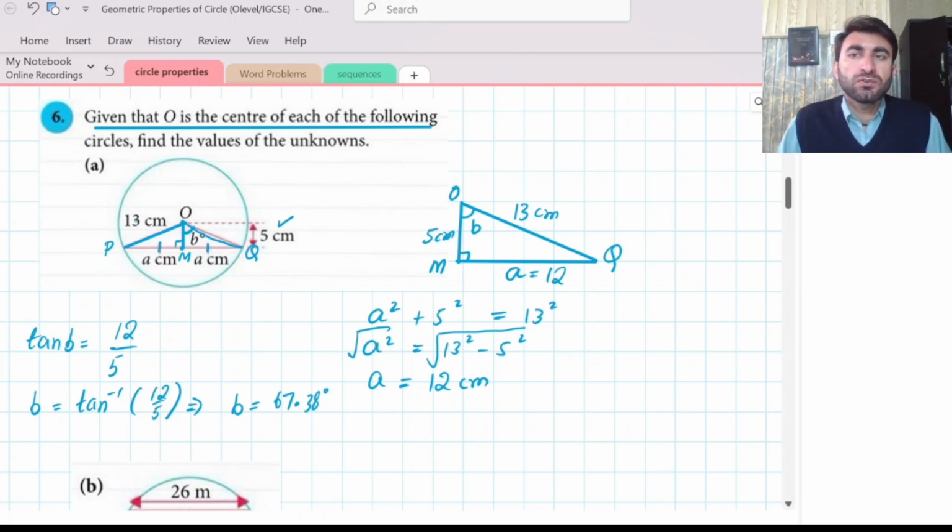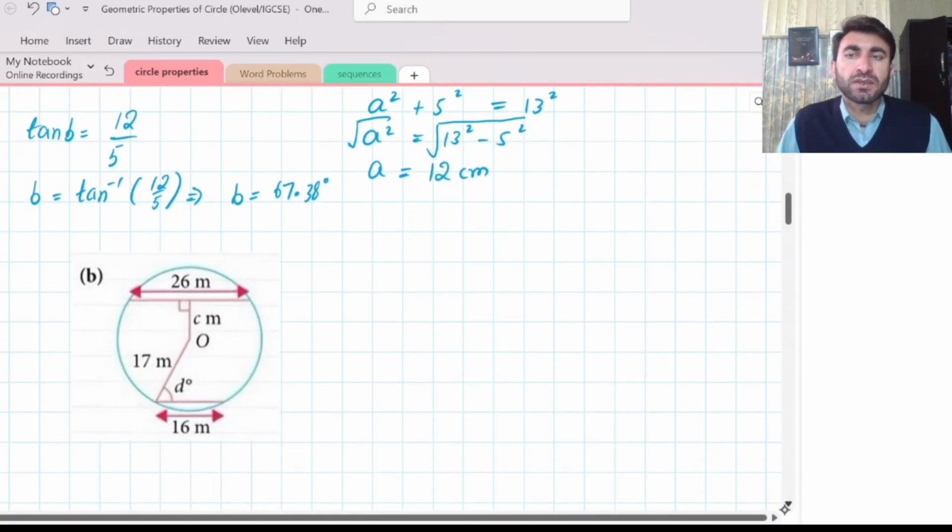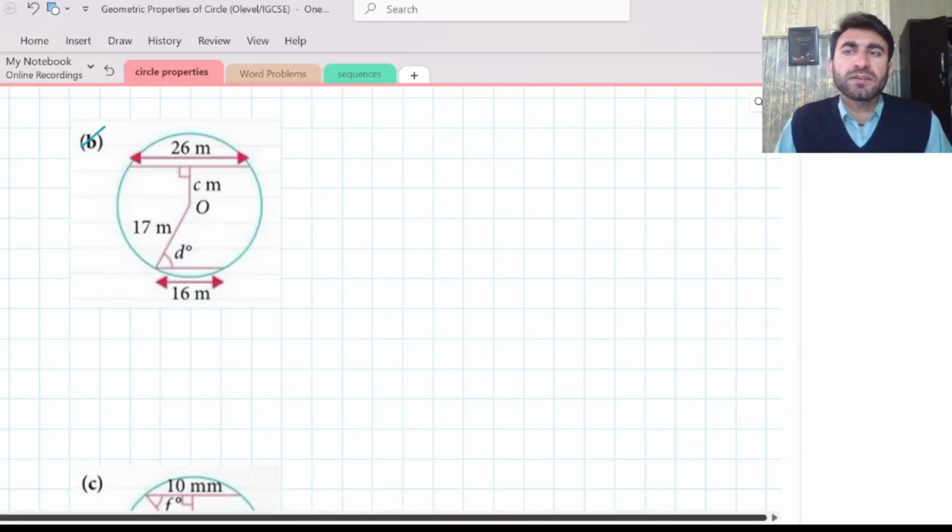So these were the two unknowns in the first part, part A. Now we move to part B. Here is part B, where we can see O is the center of the circle and there are two chords. One is 26 meters while the other is 16 meters. And first let me name these chords: this chord is XY and the second chord is PQ.